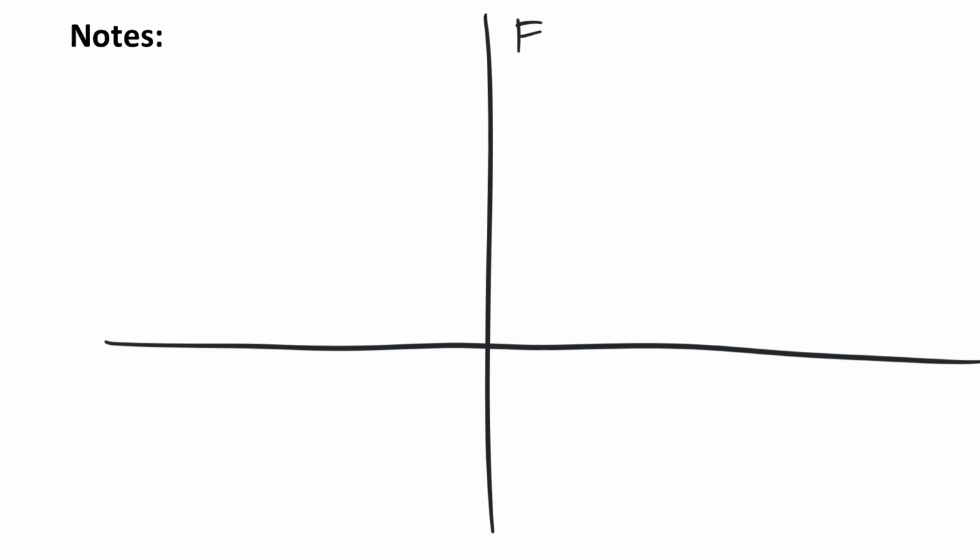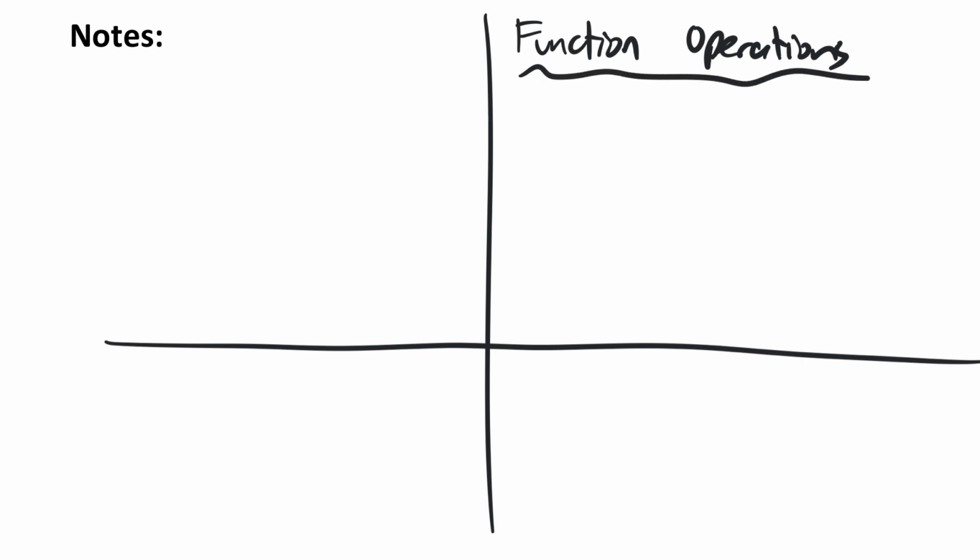So let's take some notes on this. This new skill we're learning is called function operations. Function operations. And an operation, okay, well, let's look at each word here. Function means f of x or g of x, right? Those are functions. And operations mean addition, subtraction, multiplication, and division. So what we're doing is the 4 operations that we know, add, subtract, multiply, and divide, and we're doing them to functions.